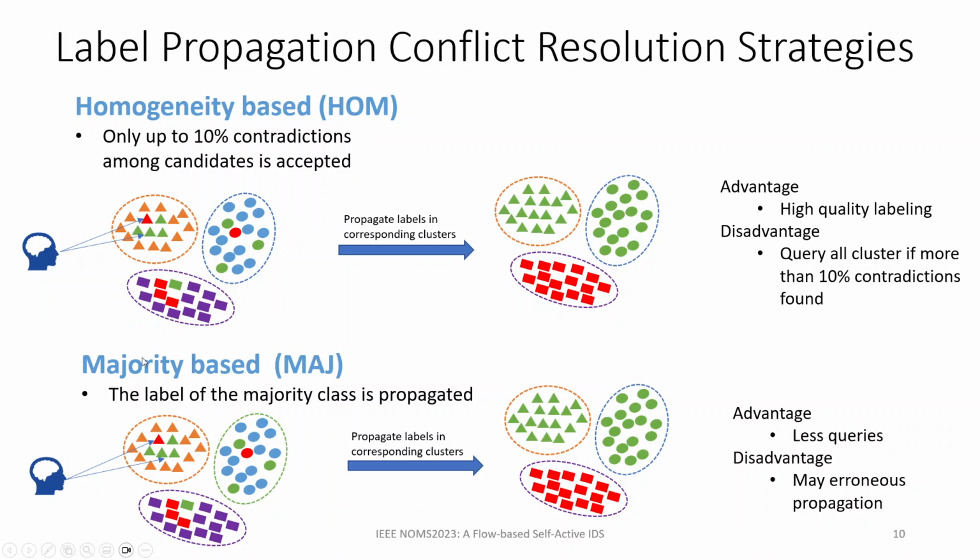On the other hand, we have the majority-based strategy. In the majority-based strategy, we apply the majority rule for label propagation. For example, here benign is the majority, so we propagate benign into the cluster. The advantage is that we have fewer queries as we relax the threshold, but the disadvantage is that we might have some erroneous propagation.